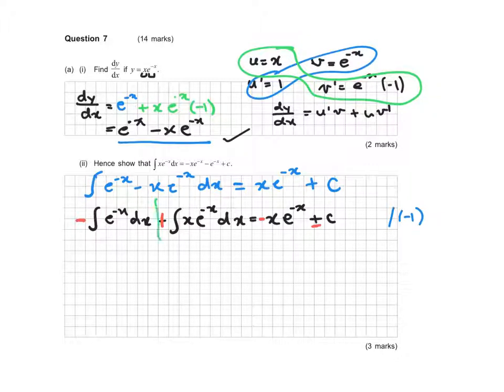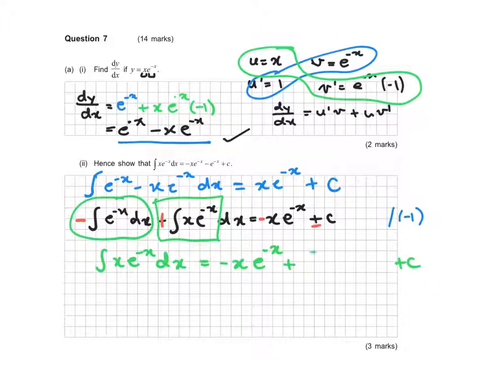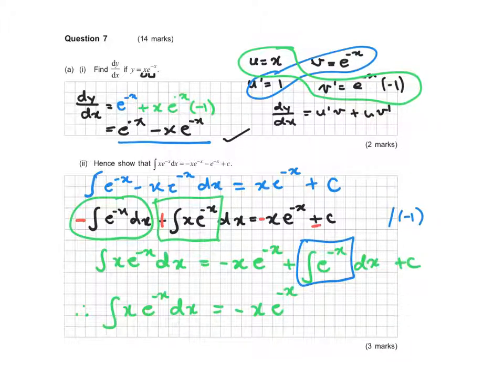Now that we have this part here that we really need, I'm going to move everything that I don't need to the other side. So this plus c can just go there. I'm going to move this bit to the other side. So it's plus the integration of e to the power of negative x dx. So therefore, the integration of x e to the power of negative x dx is equal to negative x e to the power of negative x plus the antiderivative of e to the power of negative x, which is just what? Let's have a look. That's going to be negative e to the power of negative x, and then we have plus c.